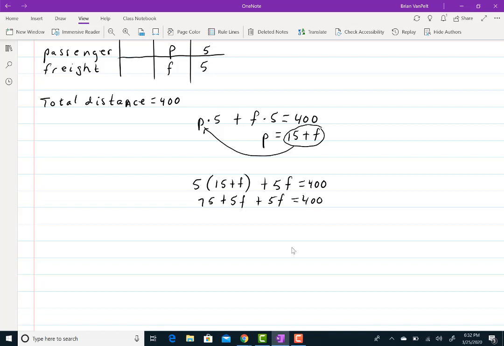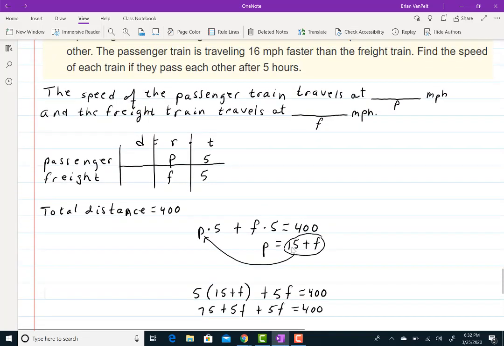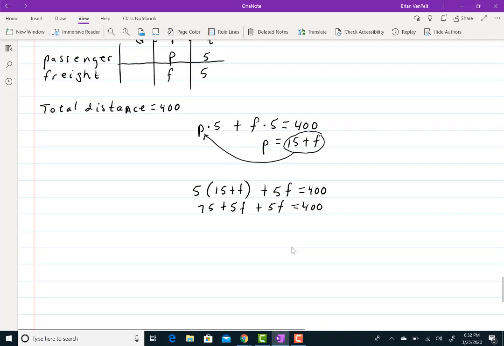Let me subtract the 75. I think I made a mistake there. It was 16 miles per hour faster. So let me see if I can fix that and make it into a 6. Make that into a 6. And that changes this number to 80. So we have 80 plus 10F is 400.